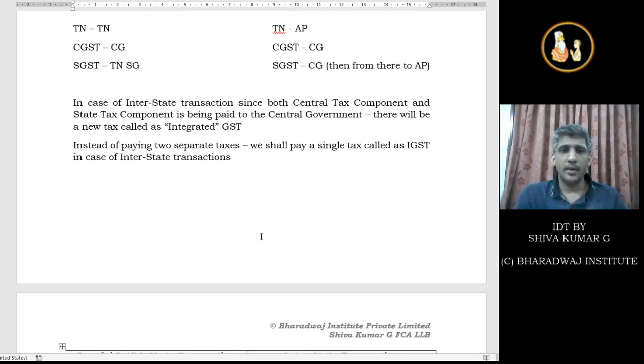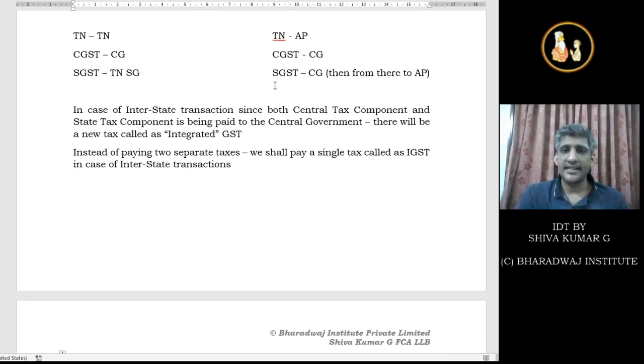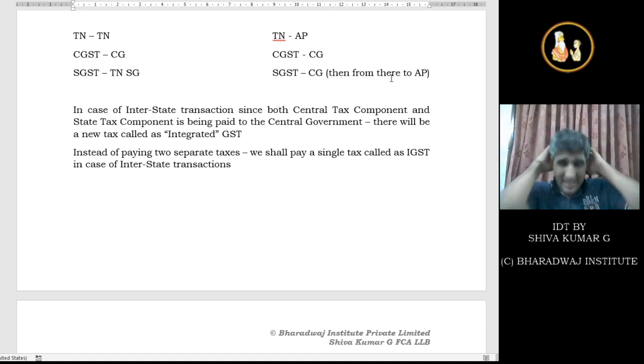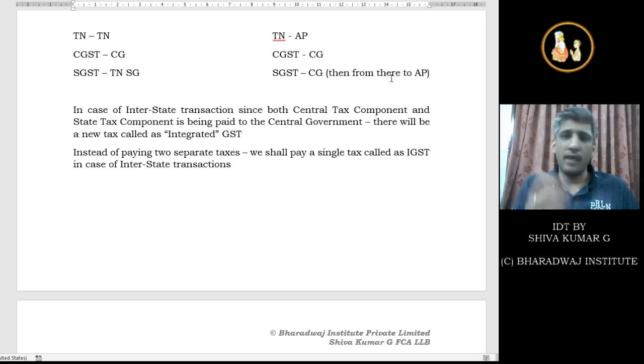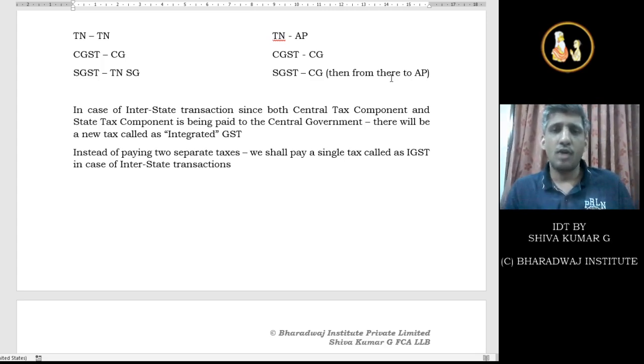Then this point, Tamil Nadu, this SGST money has to go to the Andhra government via the central government. So I cannot have two SGSTs, one to the central and one to the state. It is called SGST, sir, but we will pay to the central government. I cannot say that. Okay, so complicated.